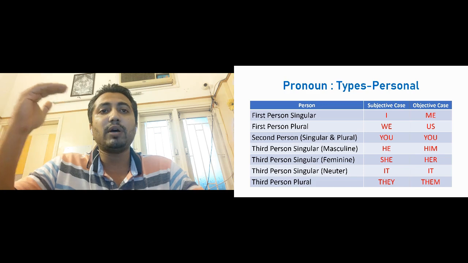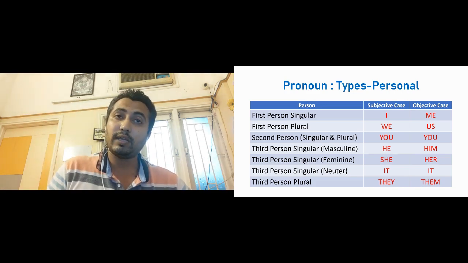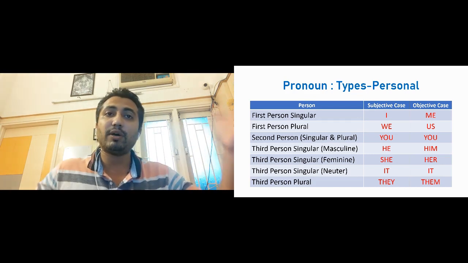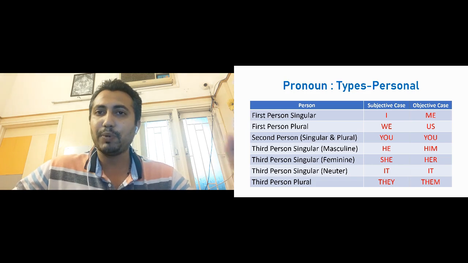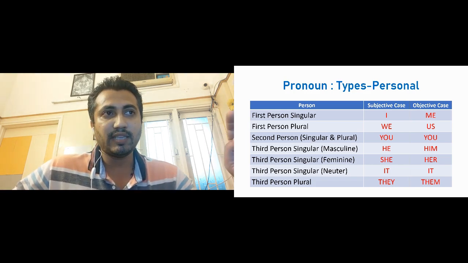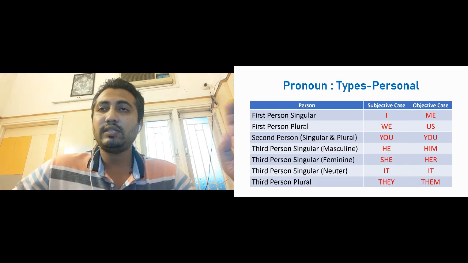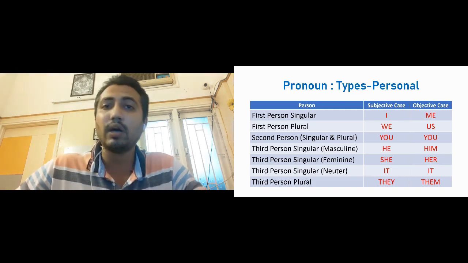Before understanding personal pronouns, we need to understand persons. From persons we get personal. So what are the persons? You can see the first two lines, it is first person. In the third line you can see second person. Then in the next four lines you can see third person. Now who is the first person, who is the second person, who is the third person?